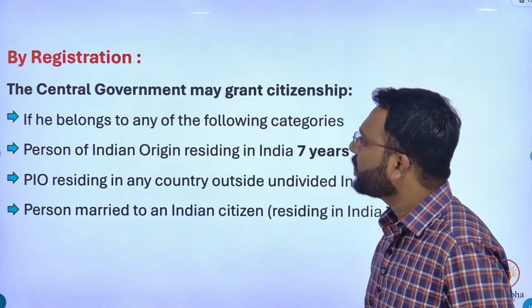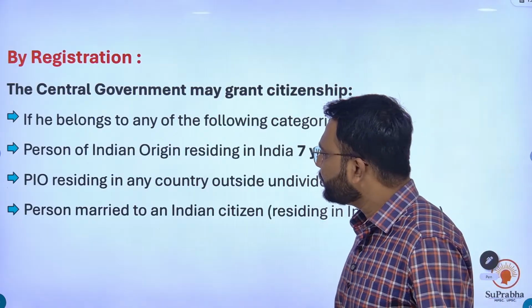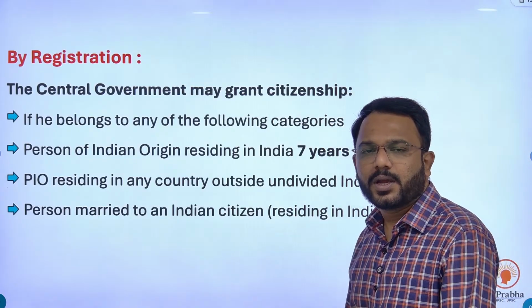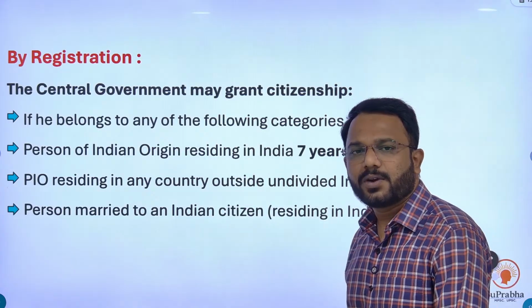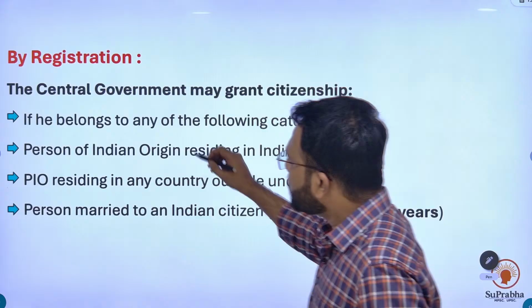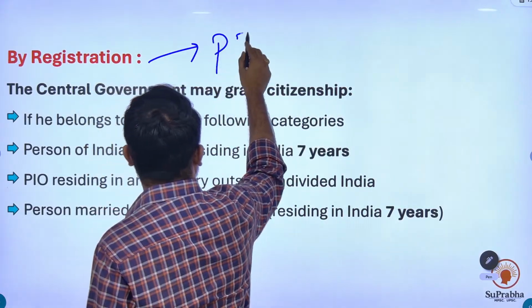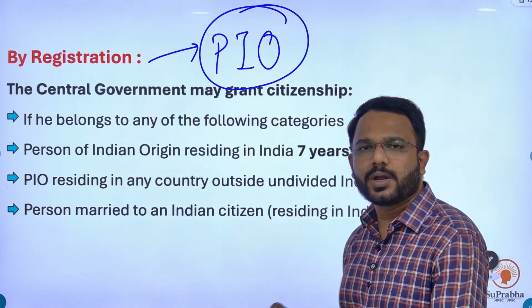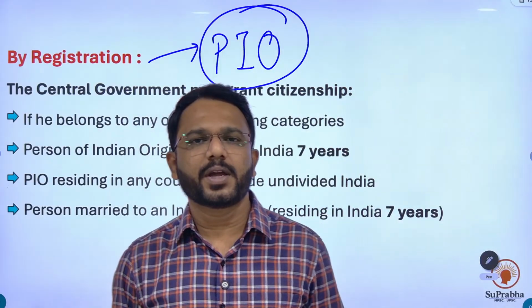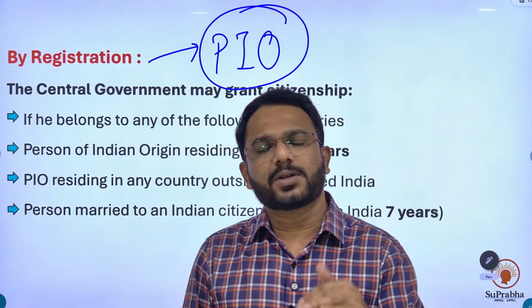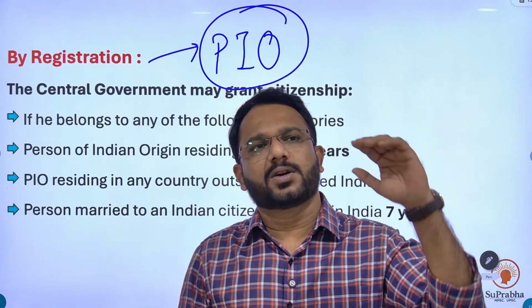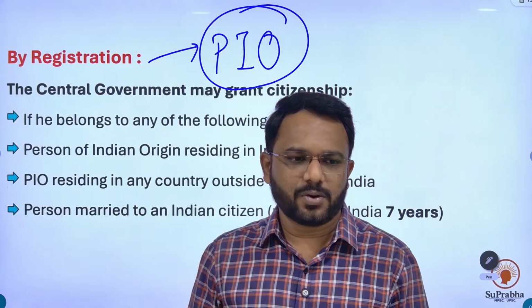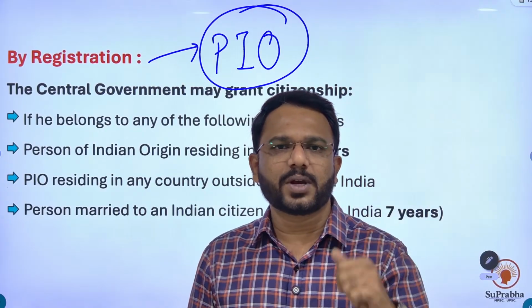Next, by registration. Basically, the central government may grant citizenship to an individual by registration. And what are the conditions? This process is generally available for persons of Indian origin. What do you mean by a person of Indian origin? A person whose father, mother, grandfather, grandmother or great grandfather was of Indian origin, was Indian. That person is known as of Indian origin.